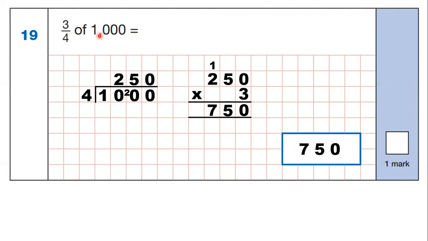Alternatively, we could have multiplied by the numerator first, so we could have done 1,000 times 3 to get 3,000. Then we could have divided 3,000 by 4, and we would have got the same answer. Just remember times top and divide denominator, and it doesn't matter which order you do it in.